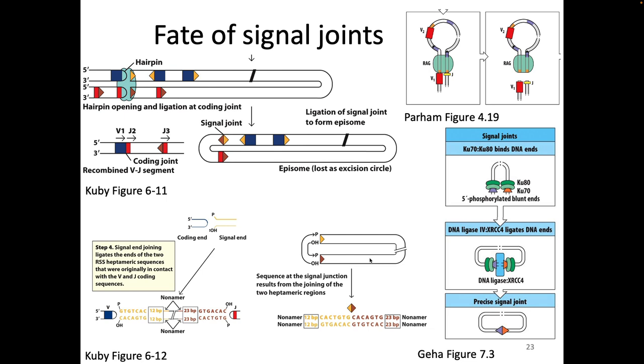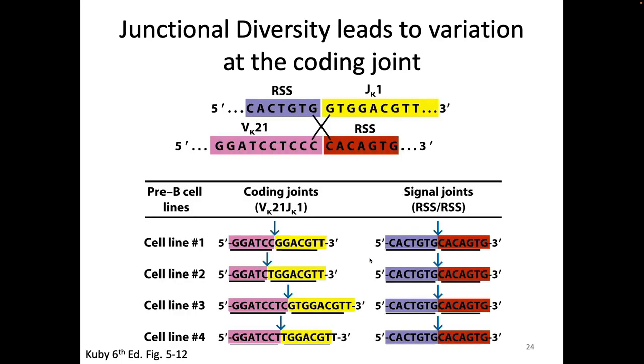But the coding end is more complicated. And part of the complication in the coding end is because when we deal with the coding end, we're also going to be getting that junctional diversity I told you about. So we've got to have some additional stuff happening with the coding end to potentially add or subtract base pairs. And that's the thing that's going to give us those sprinkles on the top of the VDJ diversity that I told you about. So as we deal with this coding end, really what we're doing is we're getting our junctional diversity added in.